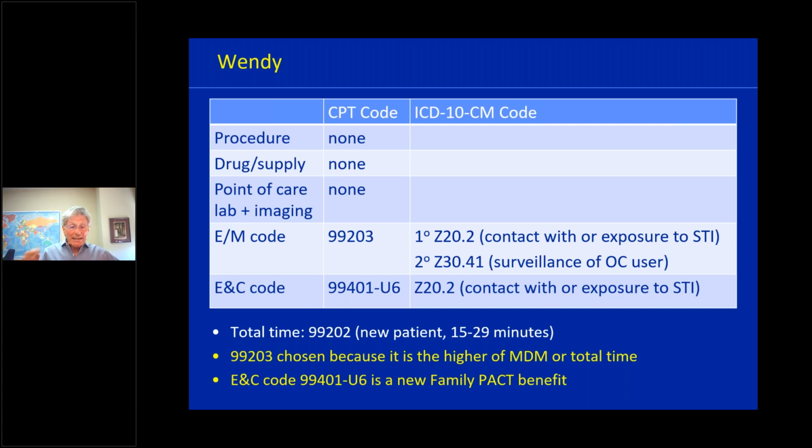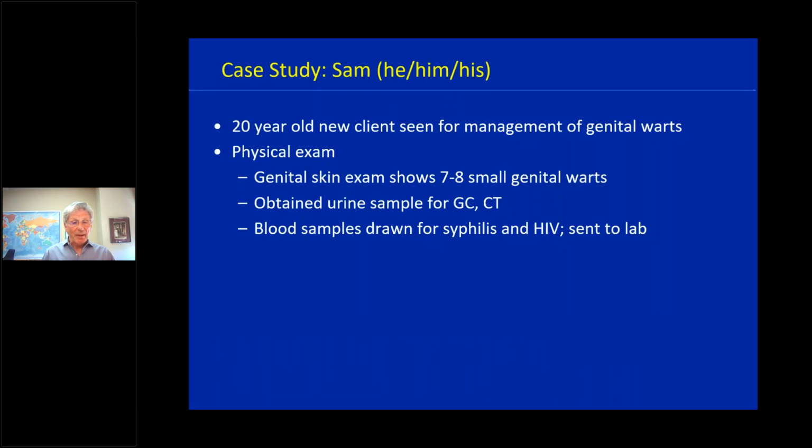Okay, so in addition to the E&M code, we can also bill an E&C code of 99401 with a U6 modifier. And the reason for that is contact with exposure to an STI. And so you see this important change in Family PACT of billing both for the clinician effort, in this case with medical decision making, the 99203, and the counselor or health educator effort, which is the 99401 with the U6 modifier. Okay, and that's the new PACT benefit.